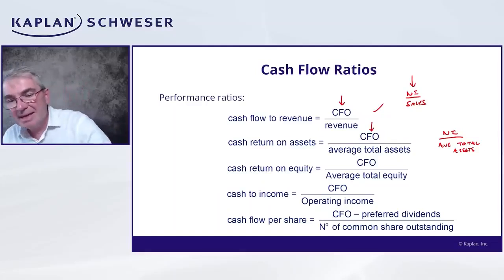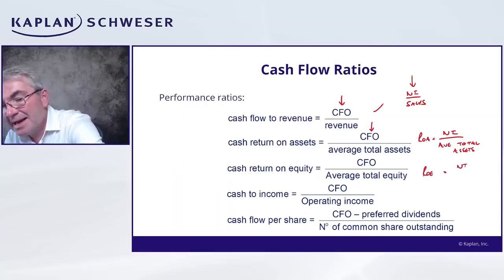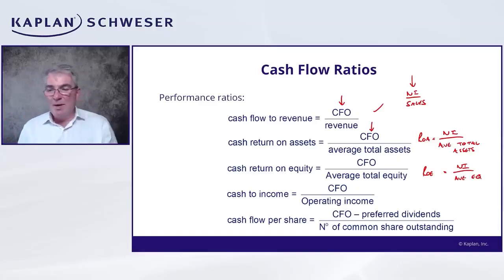Cash return on equity, this is the cash-based version of ROE. So if this was ROA, this is the cash-based version of ROE, which is net income over average stockholders' equity. So again, what we're doing is replacing net income with CFO to get a cash-based measure. How are we using the funds that the investors have got tied up in the business, the stockholders' funds in the business, to generate operating cash flows?